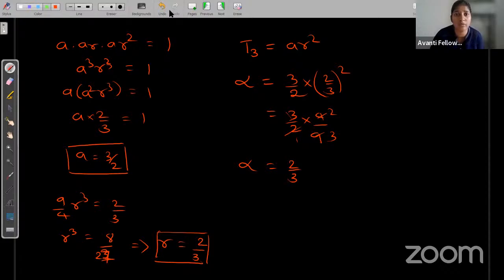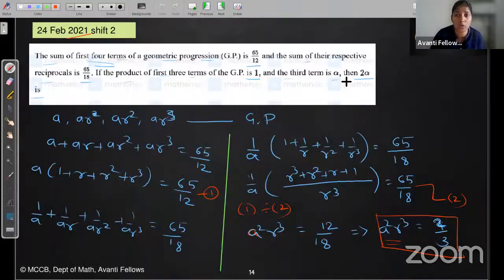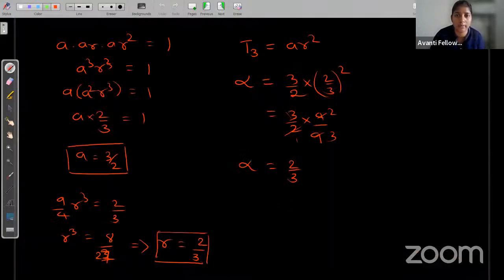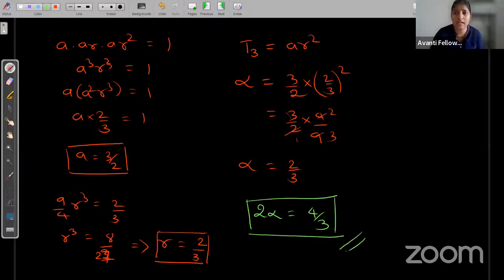They have asked us to find what? They have asked us to find the 2 alpha value. So it's going to be 2 into alpha, equal to 4 by 3. Correct? So is it clear to you what we have done here?